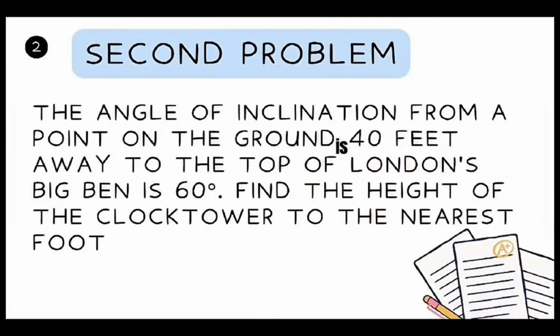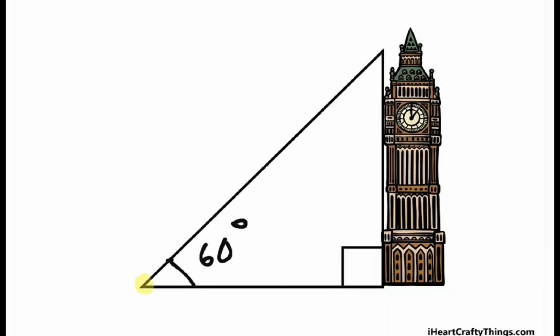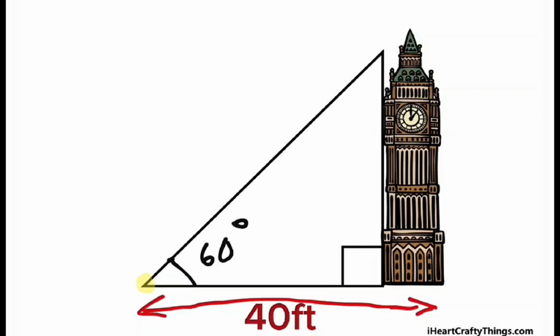On to our next problem. The angle of inclination from a point on the ground 40 feet away to the top of London's Big Ben is 60 degrees. Find the height of the clock tower to the nearest foot. Let us illustrate this problem. According to the problem, the given angle of inclination is 60 degrees, and the distance from that point to Big Ben is 40 feet away.